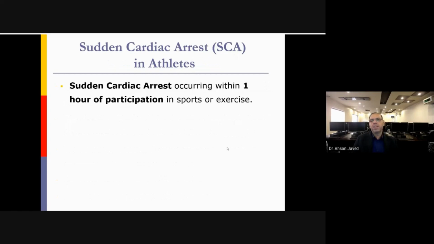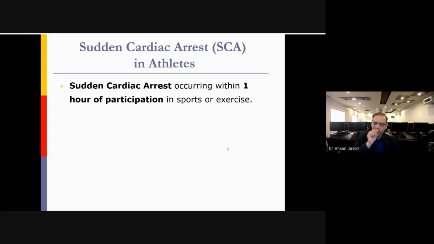Sudden cardiac arrest also occurs in athletes. You must have gone through some videos on social media or Facebook where an athlete is playing a game, and during the game suddenly falls and collapses, and the next morning you come to know that the athlete is no more. This is because of sudden cardiac arrest in athletes.